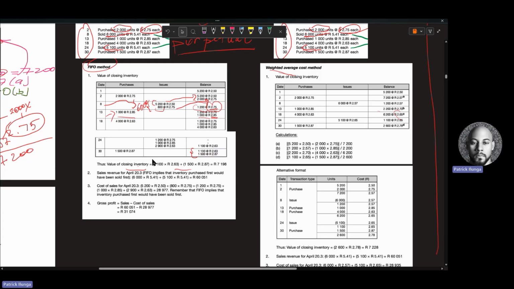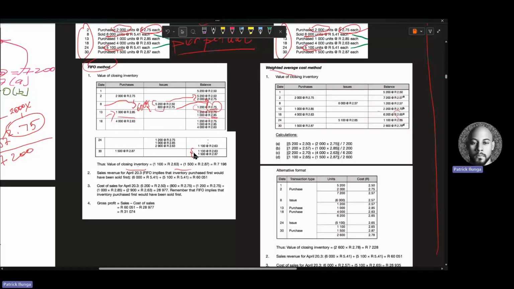All right. And we also purchased on the last day. Surprisingly, we purchased 1,500 units at 2.75. The time I've taken here is to show you transaction by transaction what was happening. It will go quicker now in the other method. You can see that in our balance on the 30th, we would have 1,100 units at 2.63 and 1,500 units at 2.87.